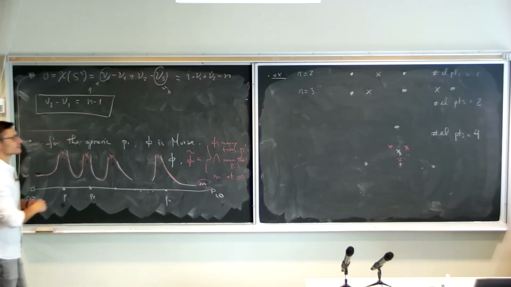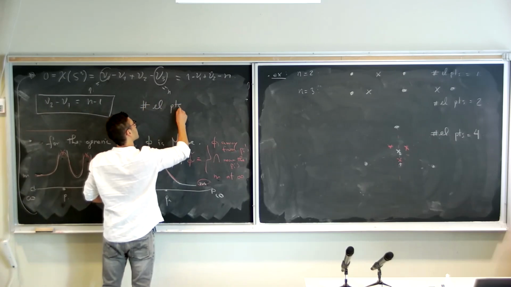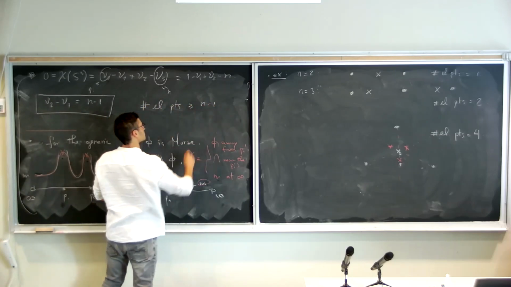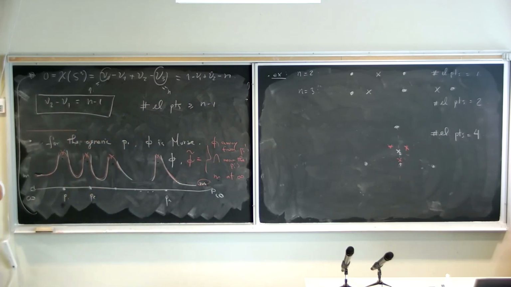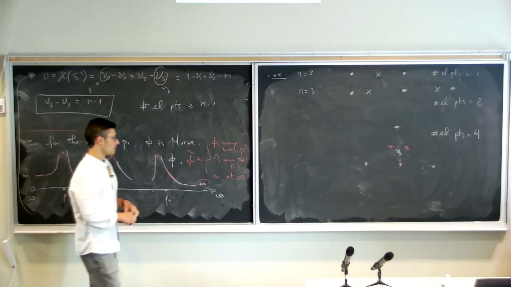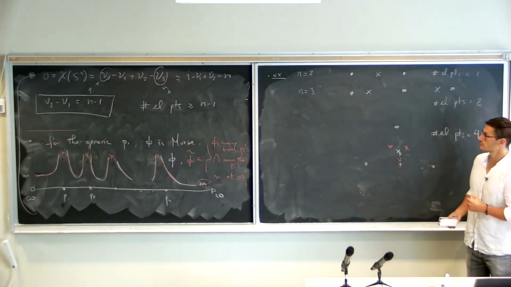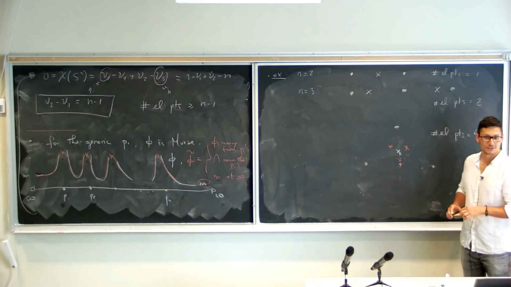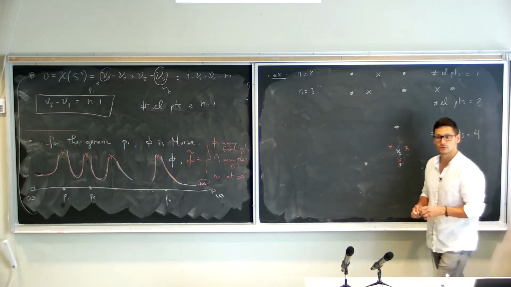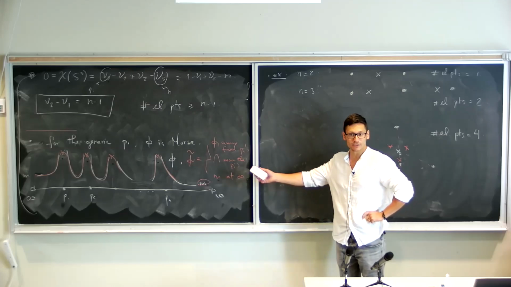So the number of electrostatic points is greater than or equal to n minus 1. That's what Morse theory gives you. Maybe I'll leave this problem in electrostatics here, and go now to geometry. Are there any questions before I do that?